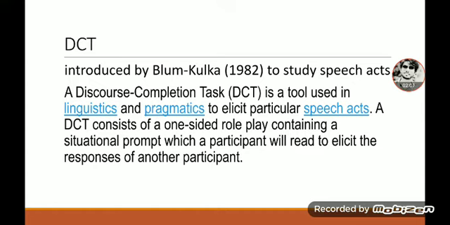So it is also used to study different speech acts. Speech acts are of different kinds, like Tolsborg has six speech acts. Some of them are speech act of apology, speech act of complaint, or speech act of warning, etc. A discourse completion task is a tool used in linguistics and pragmatics, and even in sociolinguistics, to elicit a particular speech act, and to see the outcome of that particular speech act.